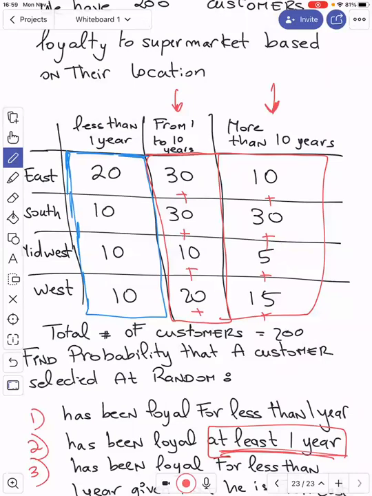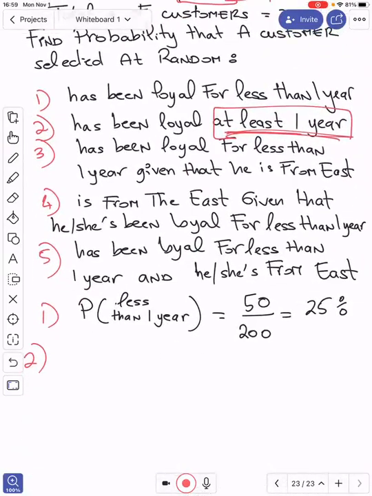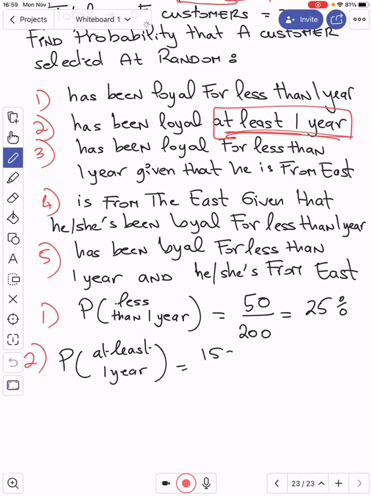So at least 1 year, that's minimum is 1 year. So it could be 1 year or more than 1 year. So we have 150. So at least 1 year. So we have 150 customers that have been loyal at least 1 year.